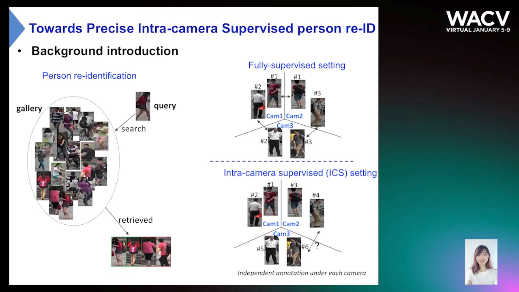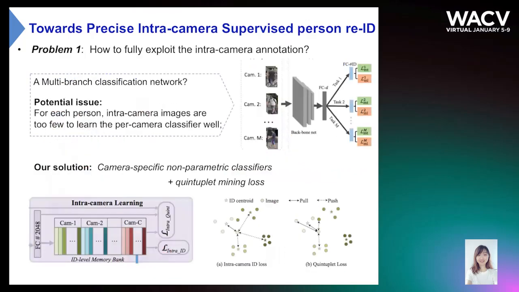Now suppose that we reduce the annotation budget and only annotate images within each camera. This becomes the intra-camera supervised setting. Under this setting, the image relations on the same camera are known, but the cross-camera relation is unknown. Our work aims to design an efficient method for the ICS re-ID task.